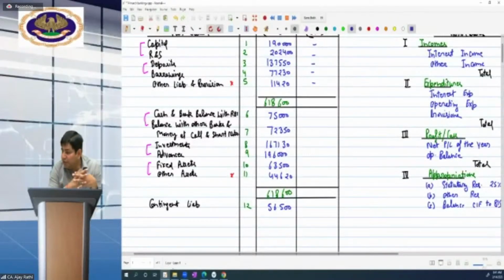We shall take 5 minutes to 10 minutes break. 5 minutes break. After that, we shall be doing capital adequacy ratio. But before that, I want to solve your query. If there is any query, then please ask.